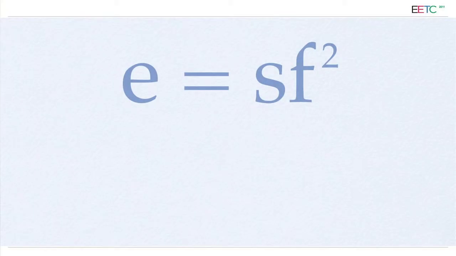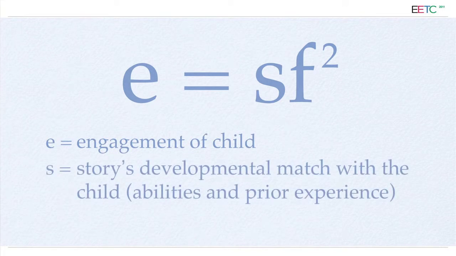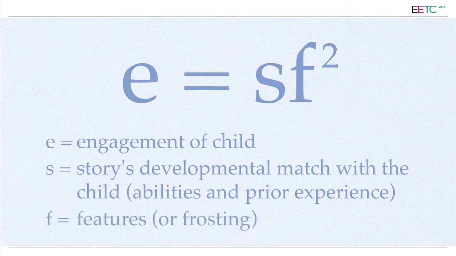There's a formula I made up, E equals SF squared. Engagement of the child equals the story's developmental match with the child's abilities and prior experiences with F, features, or frosting. So if you make a good developmental match, you put the right features and frosting, engagement will increase. I have no idea if this is true, and I don't really care. I just think it's cool, and it sounds like E equals MC squared. So I'll let you work with that.